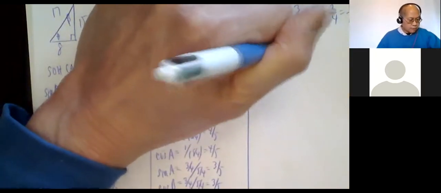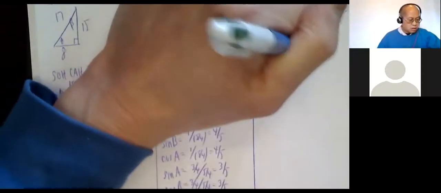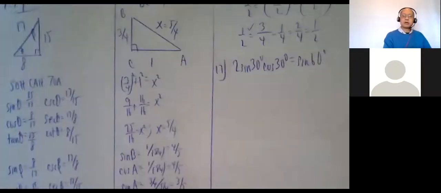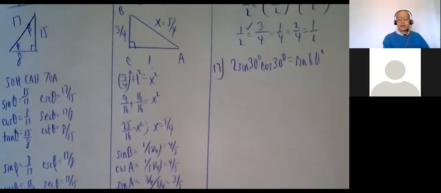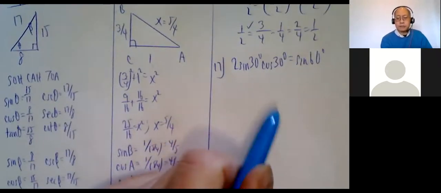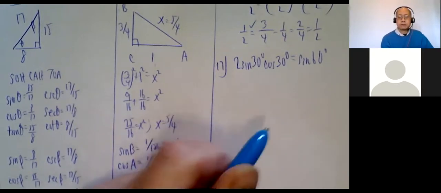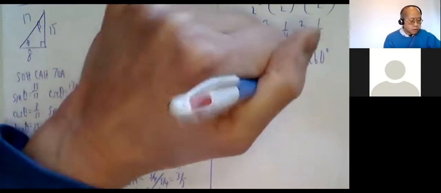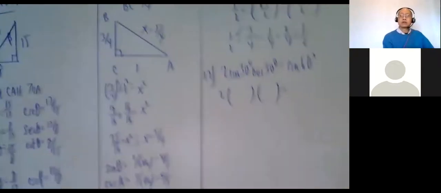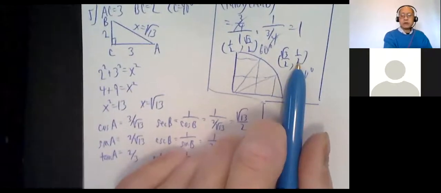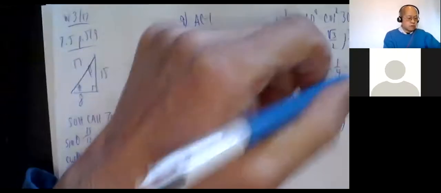17. 2 sine of 30 degrees cosine 30 degrees equals sine of 60 degrees. Again, they're leading us up to an identity later on that involves double an angle. Two times that times that. Okay, cosine and sine of 30 degrees. Sine of 30 degrees, y coordinate is 1/2. Cosine is radical 3/2.